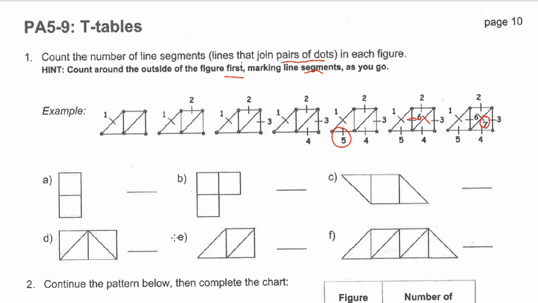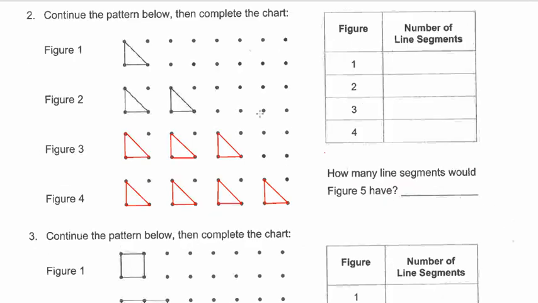Let's look at C. So here we go. Count the outside. 1, 2, 3, 4, 5, 6, and then the inside 7, 8. Okay, let's move on.